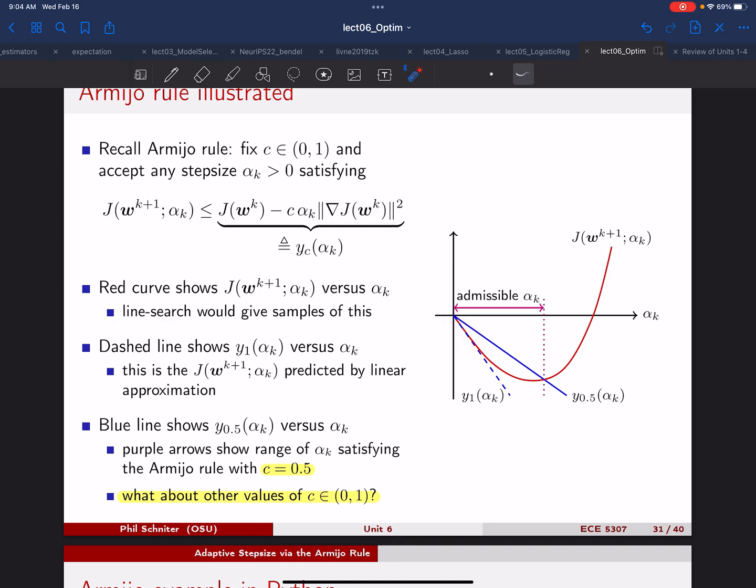the alphas I'm choosing don't actually decrease my cost too much. On the other hand, if I make C smaller than 1/2, then I have a line something like this, and it's easier to find an alpha that works, but now a lot of my alphas are less productive than if I was down here. So for that reason, people tend to use a constant C of about 1/2.